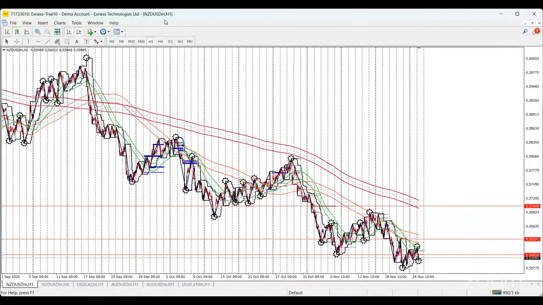But does that mean we're going to be eager to jump in? I'll still prefer to see deeper retracement. That's pretty much it for NZD/USD.